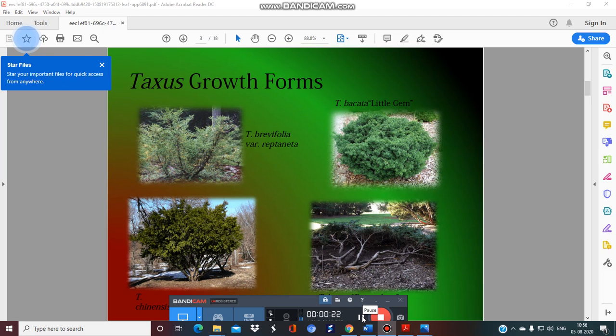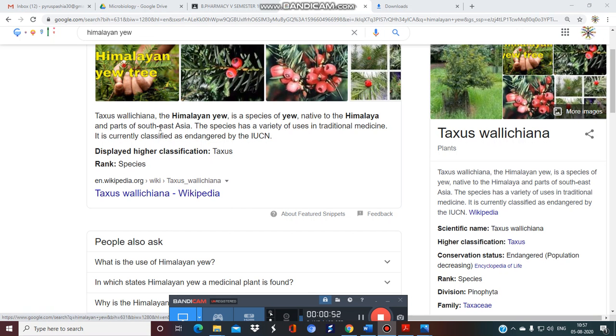So Taxus consists of leaves, bark, and roots of various species of Taxus belonging to family Taxaceae. Majorly, there are four prominent species used: Taxus baccata, Taxus brevifolia, Taxus canadensis, and Taxus cuspidata, and they are known by different names. For example, this plant is basically known as the Himalayan yew plant. So this is the Himalayan yew.